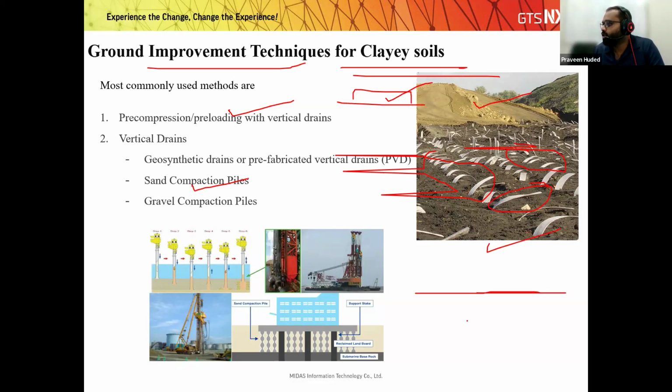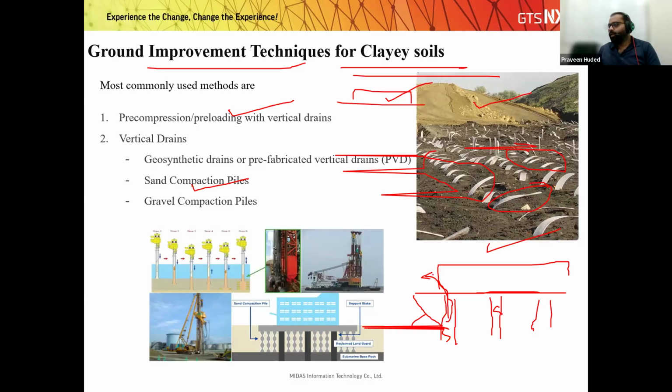So what we do is, if there's a ground level, we insert or add the stone columns or the sand columns here. Suppose this is the clay and this is gravel or sand. There will be an increase in the permeability for this region. So whenever you add the surcharge, the water escapes and gets released. So these are different ways of carrying out ground improvement techniques.